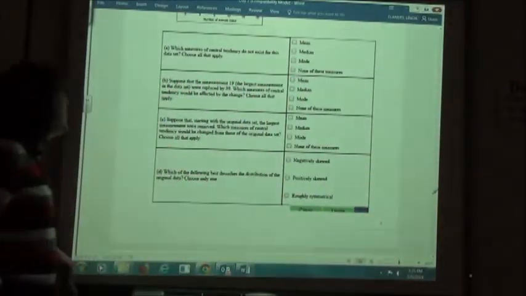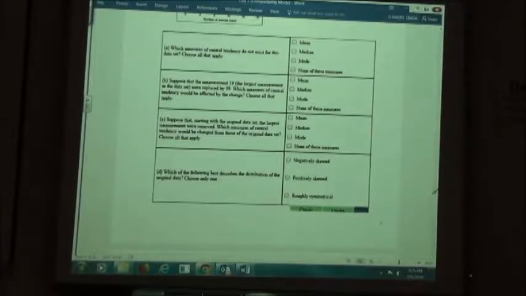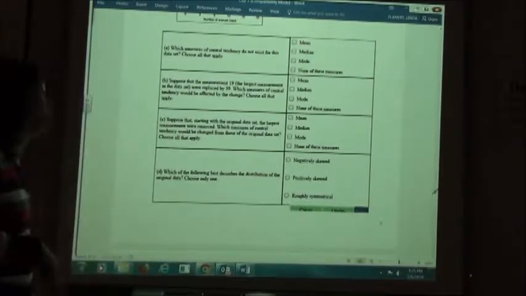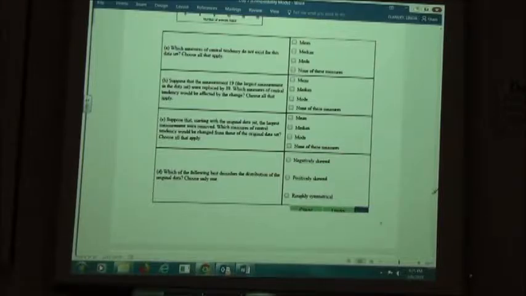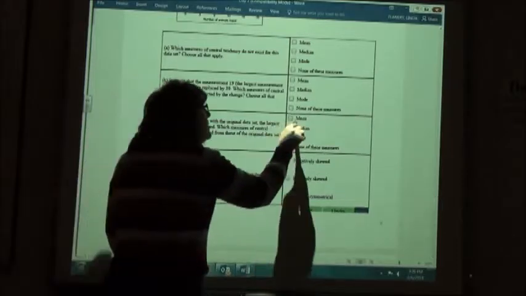Suppose that starting with the original data set, the largest measurement was removed. So we take the 19 off altogether. Which measures of central tendency would be changed from the original data? So if I took the number 19 off the list of my data, would that change the mean? Yes, because I have one less number, it's going to be smaller, right? So the mean is going to be smaller.